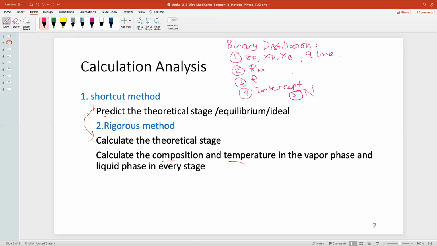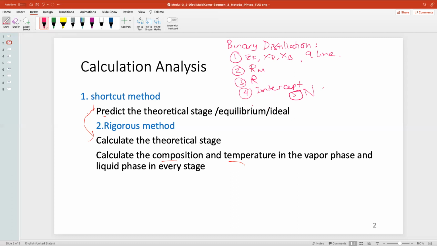Now this also happens in multi-component distillation. We need to find the Rm, we want to find also the R, and then we also want to find the N. So the shortcut method is to find these things. But this is only the shortcut way, so it only predicts the theoretical stages at ideal equilibrium.